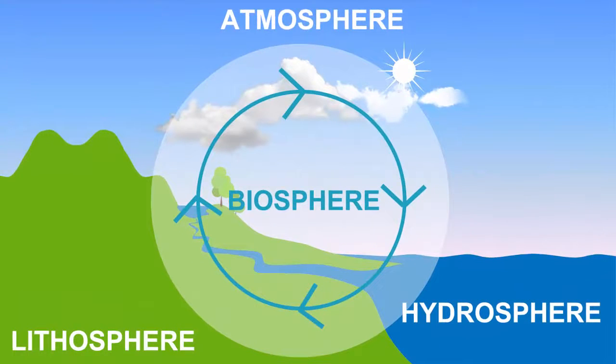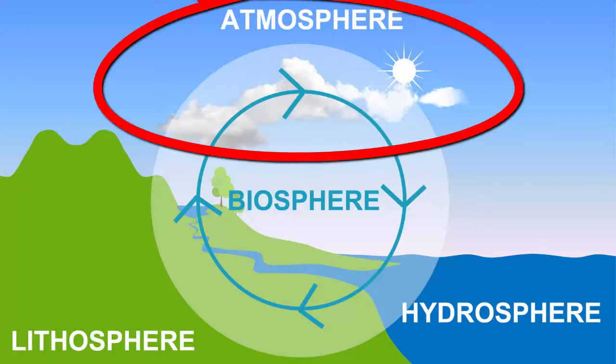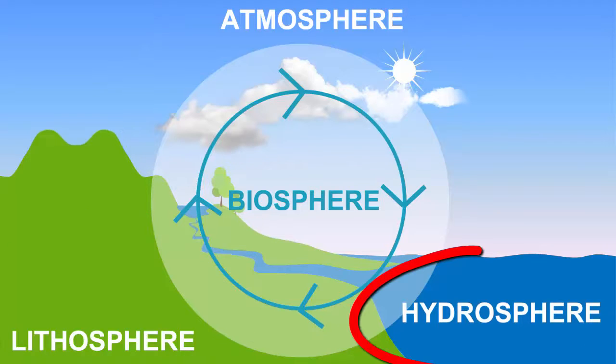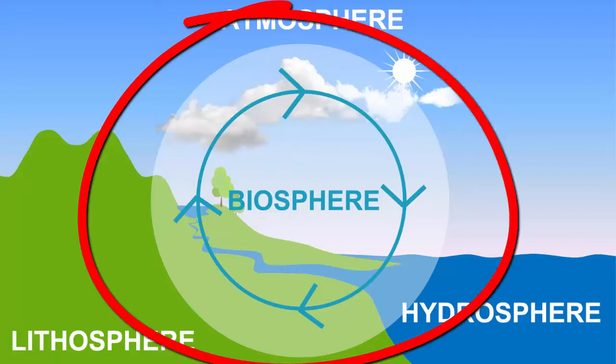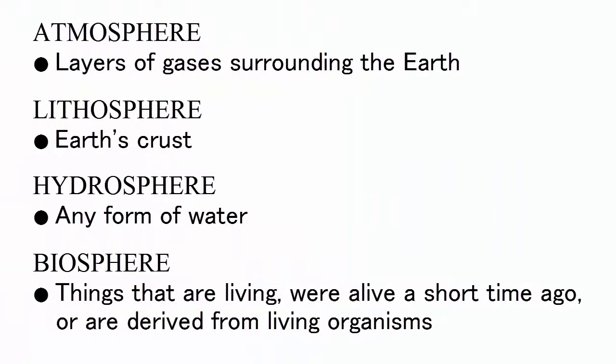Let's talk about the four spheres of the Earth. This is called atmosphere. This is lithosphere. This is hydrosphere. And this is called biosphere. Now look at this slide.